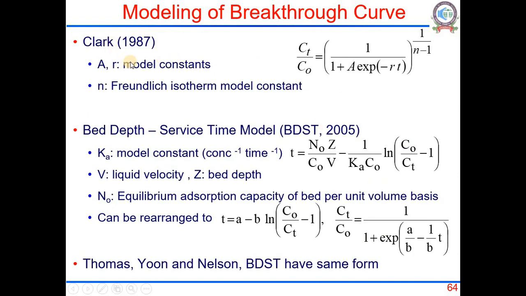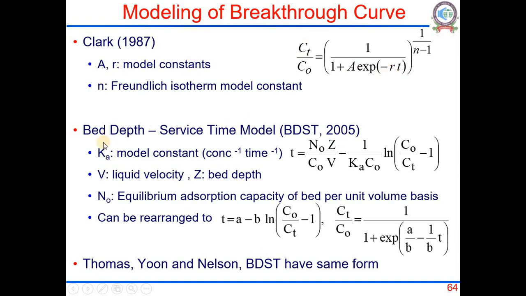Clark model, this assumes that the Freundlich isotherm is valid and the Freundlich adsorption constant is n, and this model says that CT divided by C0 is 1 divided by 1 plus A exponent of minus Rt, whole thing raised to 1 upon n minus 1. So A and R now are the model constants and you can use this to predict, or if the breakthrough curve is known in terms of CT as a function of time, we can use it to back calculate the model constants A and R.